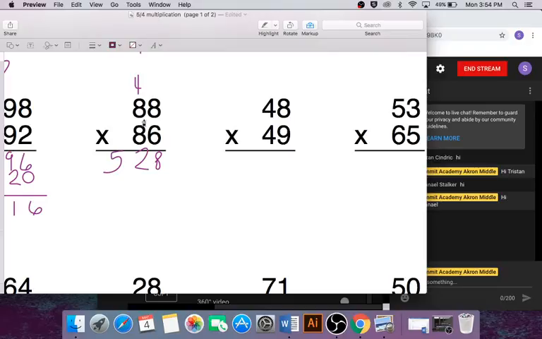Okay, now we're going to move over to our 8. So we're going to put a 0 to hold our place value. And we have 8 times 8, which is 64. So we're going to put down the 4. We're going to carry the 6. 8 times 8 again is 64. Plus 6 is 70.